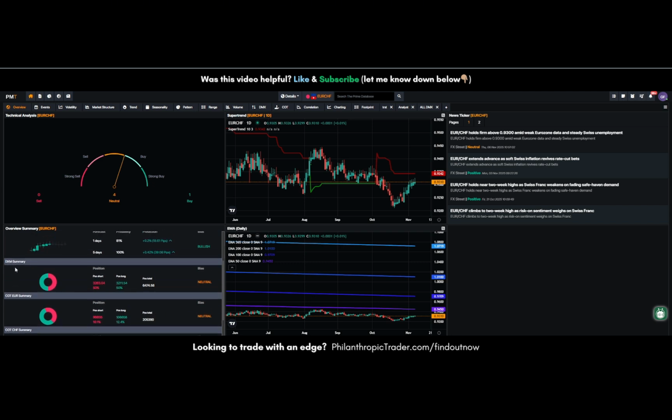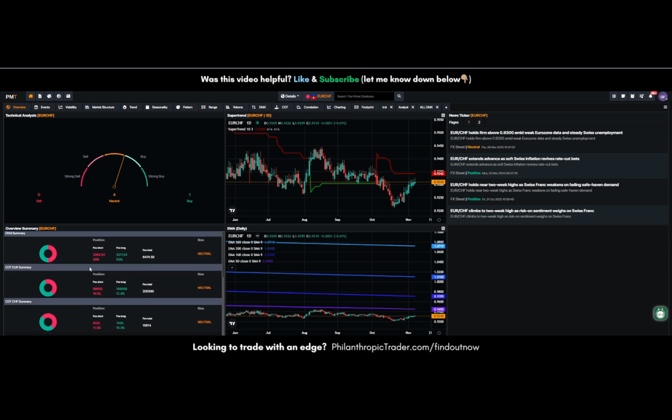This is the DXM summary, which stands for dumb index money, something like that, which basically means what the retail traders are doing. If the majority of the retail traders are going long, so bullish, because the majority of the retail traders lose, it's likely that price goes down, so we take a sell, right? That's basically how you should interpret it.